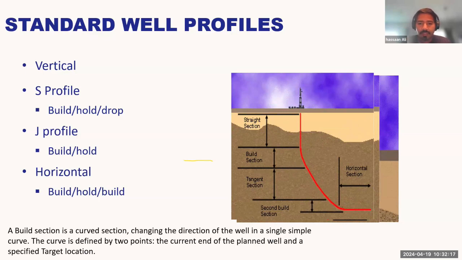What happens is that you will come straight down, then you will have a build section, so you will have a curved profile, and then you have a tangent section, which is straight, but it's tangent from the target location of the build section. And then you will have a second build section, which is a curved section, and then you will have a horizontal section, which is a straight section.